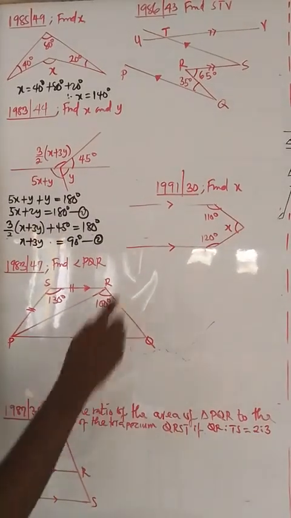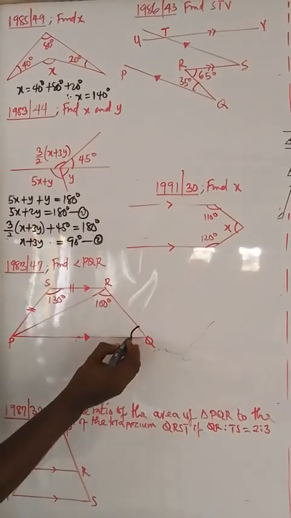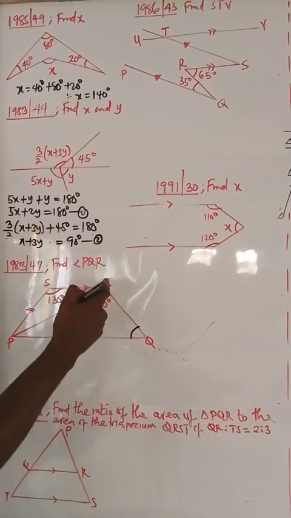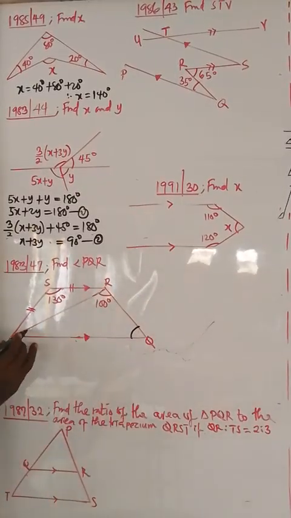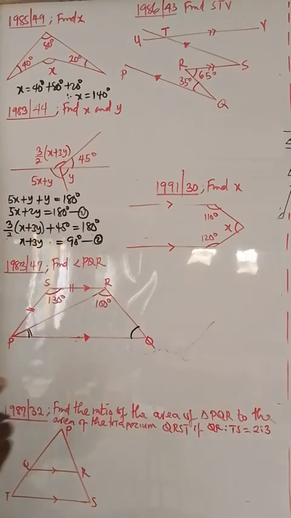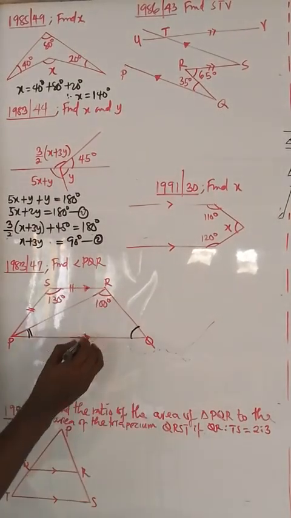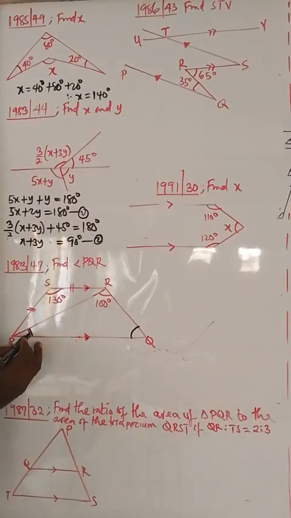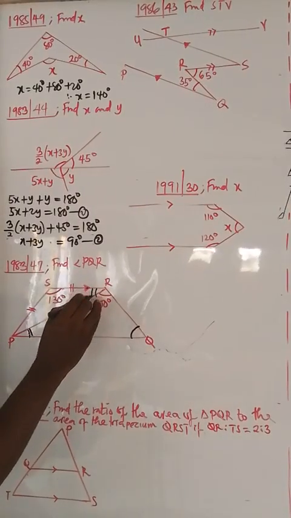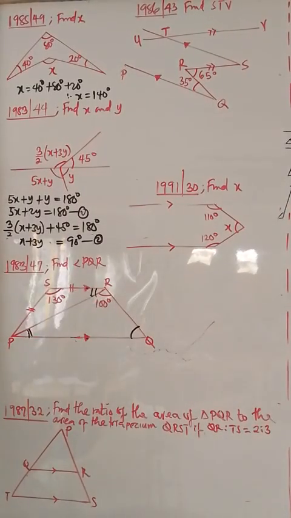PQR. So this is PQR. To get this angle, because this angle belongs to this triangle, we must know this angle. The question is, how can we get this angle? Note, this line and this line, they are parallel. That's the meaning of this arrow. They are parallel. So this angle here and this angle, they must be equal. Why? They are alternate angles, so they have to be equal.